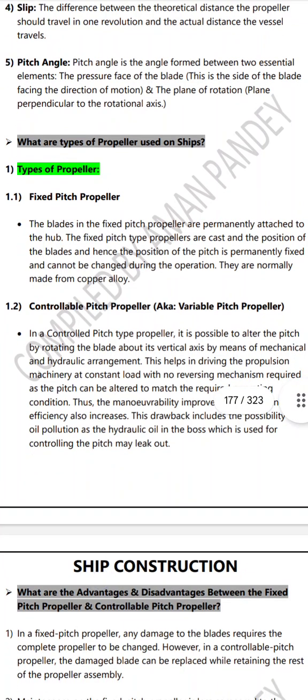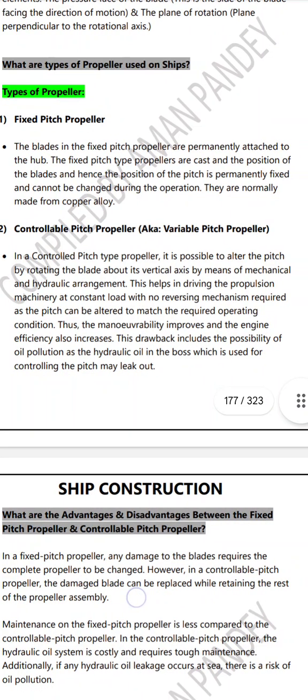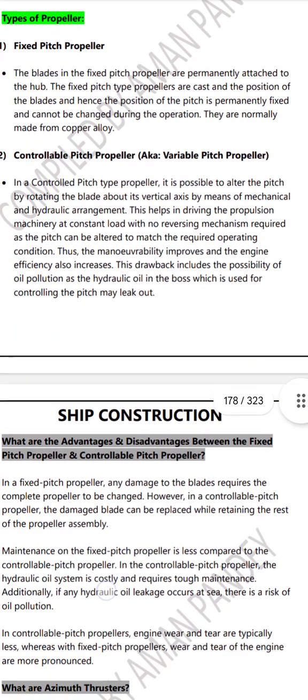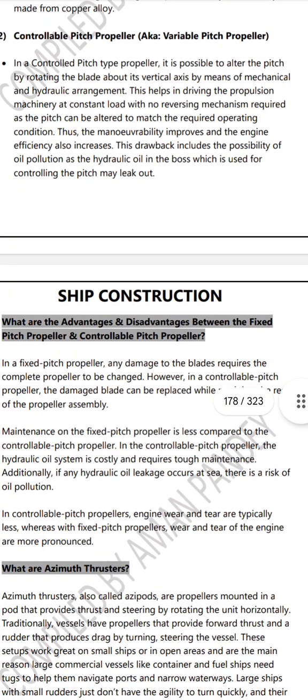Pitch angle is the angle formed between two essential elements: the pressure face of the blade and the plane of rotation. Fixed propeller, as the name suggests, is fixed; the other is controllable pitch. Controllable pitch improves engine efficiency. The drawbacks include the possibility of oil pollution, as hydraulic oil in the boss, used for controlling the pitch, may leak out.